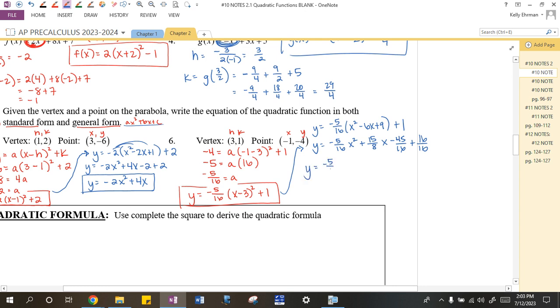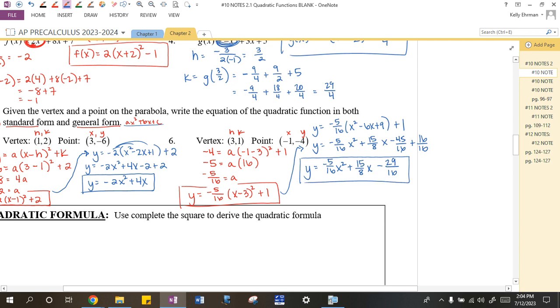So y equals -5/16 x squared plus 15/8 x. And then let's see, what's 45 minus 16? So 45 minus 15 would be 30, so this must be 29, -29 over 16.